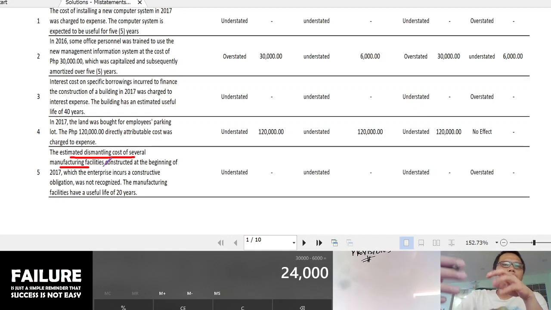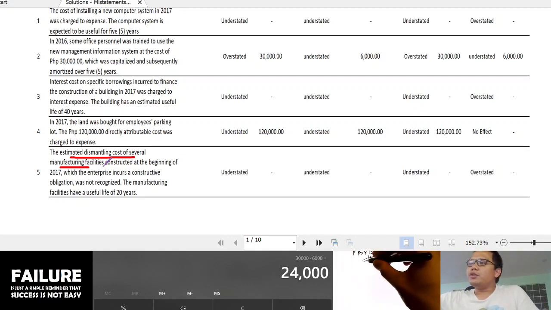So at the end of the operation, you are required to dismantle that, which you should lawfully accept. Or basically you are required by law to do that. Okay? That is your accepted responsibility, no? Now, that is a constructive obligation. Okay? That is a constructive obligation. In our standards, that should be considered as a provision.